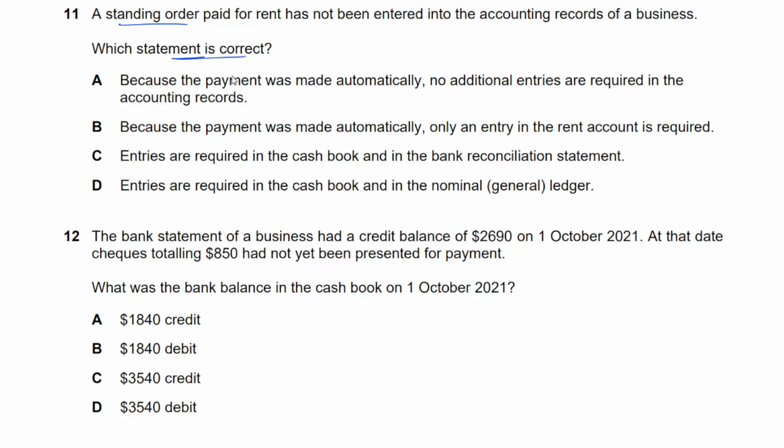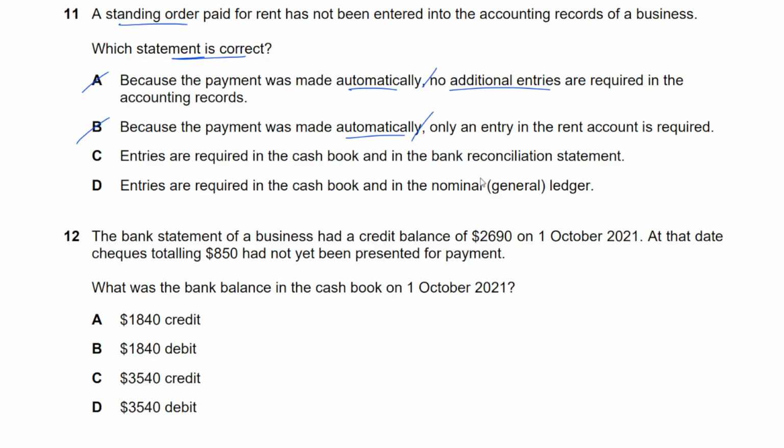Which statement is correct? Because the payment was made automatically, looks good to me so far. No additional entries are... oh, no, that's a problem. We need an additional entry. Although the payment was made, so far it was good, but then it messed up, wrong. Because the payment was made automatically, correct so far. Only an entry in the rent account is required. No, we need to make an entry. Well, it's true so far, but we need to make an entry as well.